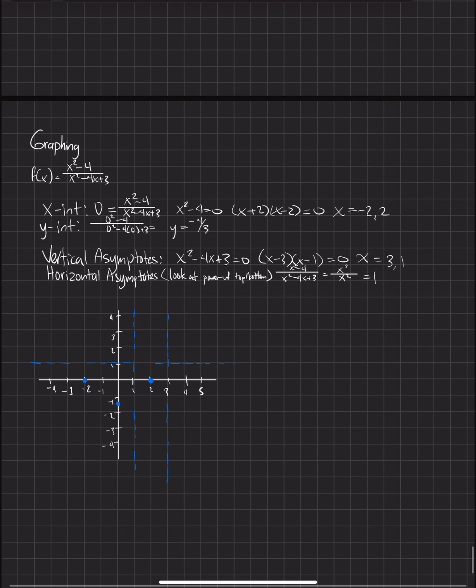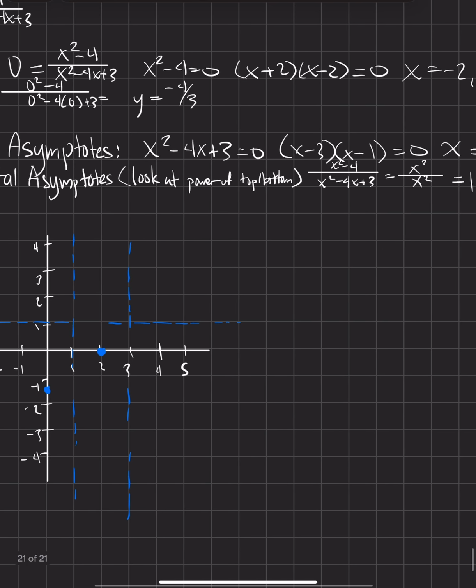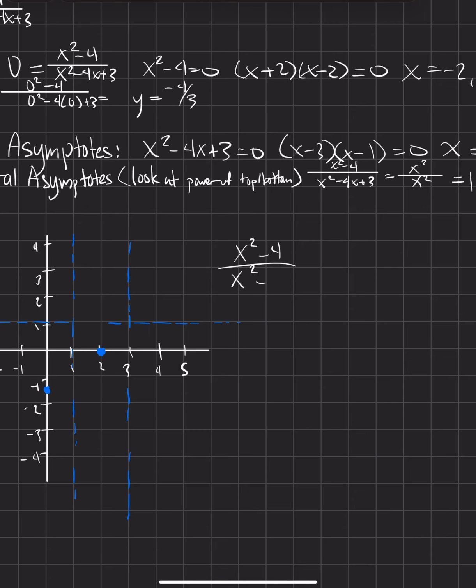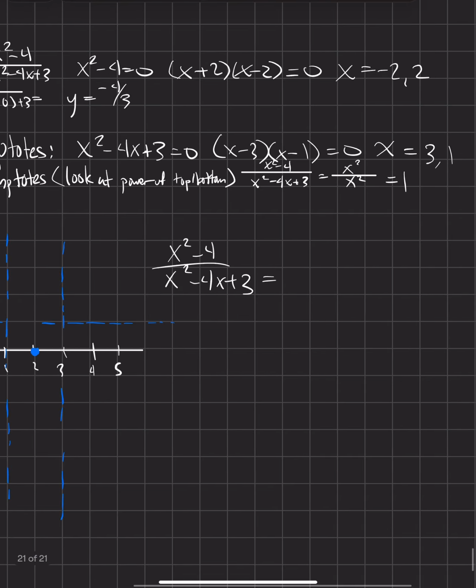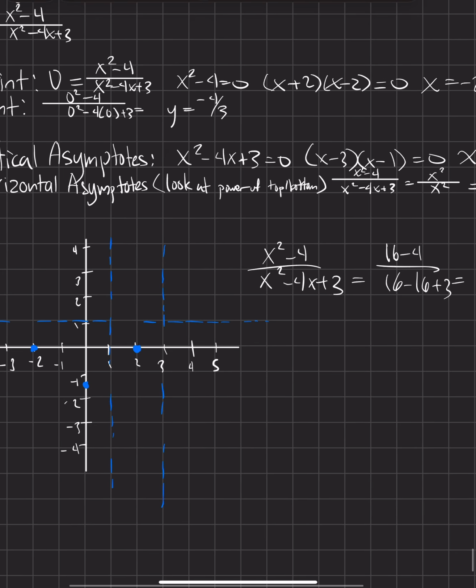Now, where we go from here is we start plugging in a couple values to see what exactly is going on with our function around these points. So let's bring our function down here: x squared minus 4 over x squared minus 4x plus 3. Let's just plug in a 4 and see what happens. So 4 squared, that's 16, minus 4, over 4 squared, that's 16, minus 4 times 4, which is 16, plus 3. That is 12 over 3. All we need to know is that this is bigger than 1.